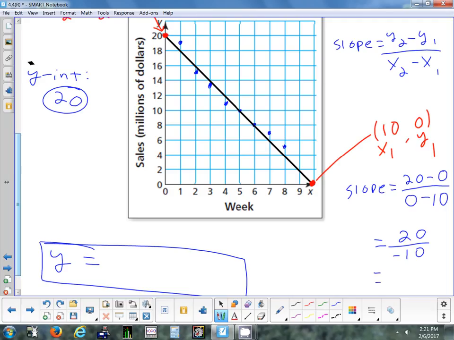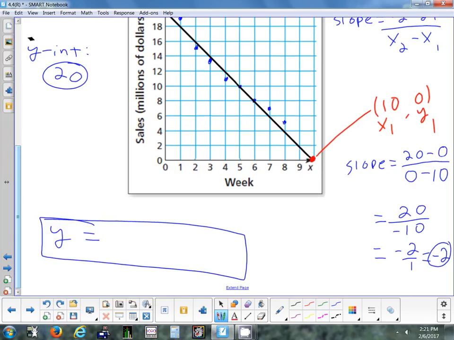And can I reduce that at all? Yeah, what does that reduce to? Negative 2 over 1. And what's negative 2 over 1? This is negative 2. That's my slope. So using my slope and y-intercept, can somebody give me the final answer? Yeah. y equals negative 2x plus 20. Perfect. Negative 2x plus 20.